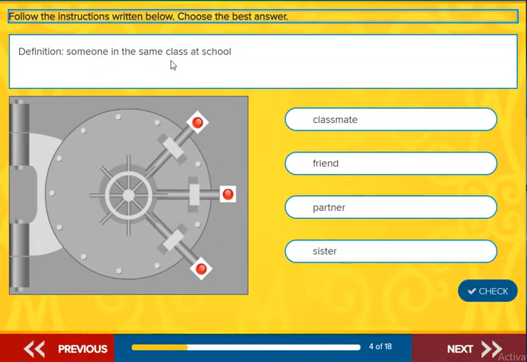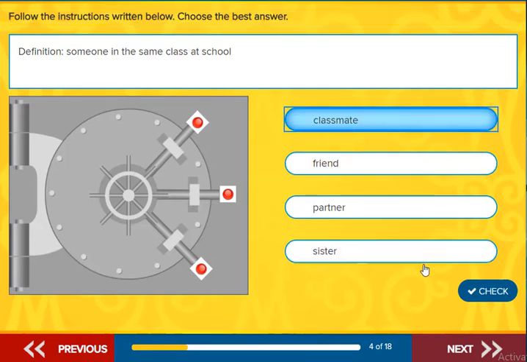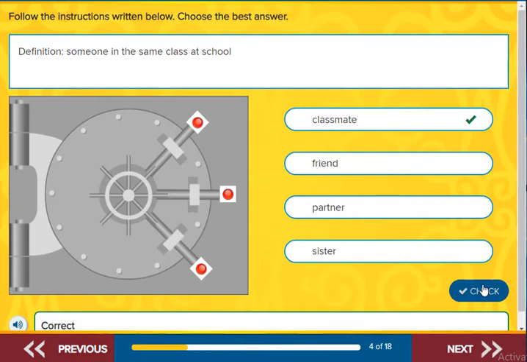Someone in the same class at school. Which word means someone in the same class at school? Is it classmate, or friend, or partner, or sister? And the answer is friend. Nope. The answer is classmate, because it's a friend. Great job!